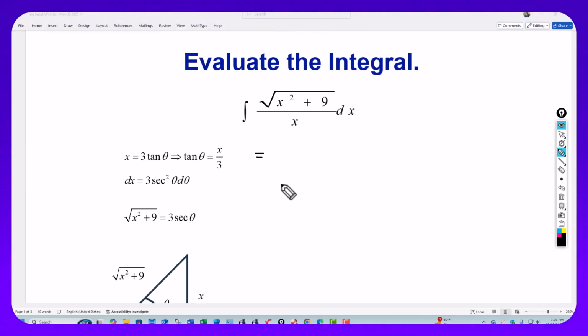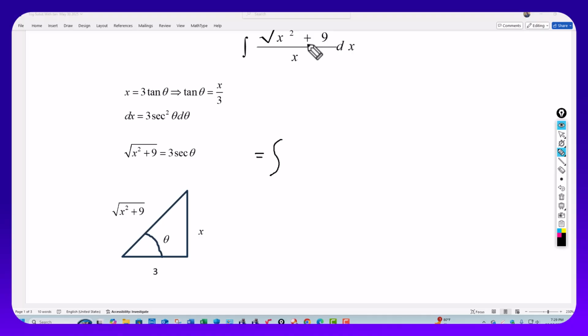So now we just plug it in. It'd be the integral. For the numerator, the square root of x squared plus 9 is going to be 3 secant theta. So I replace the radical expression by 3 secant theta. And then for the denominator, I'm transforming the integral in terms of the variable theta, so I have to get rid of the x. What is x? x is 3 tangent theta. So we'll have 3 tangent theta in the denominator. And for the dx, that's going to be 3 secant squared theta.